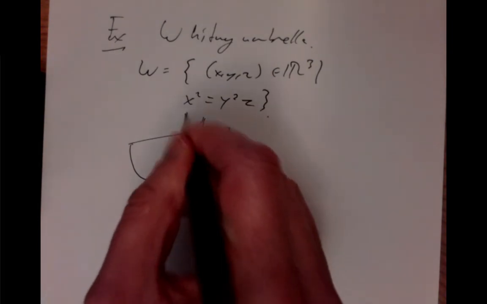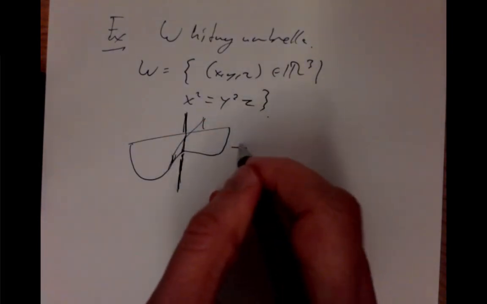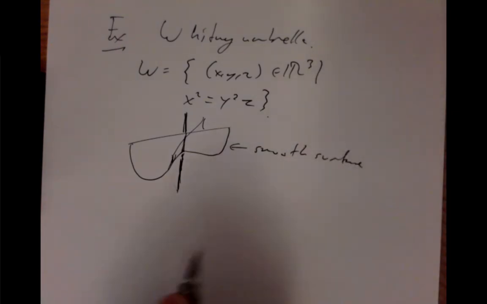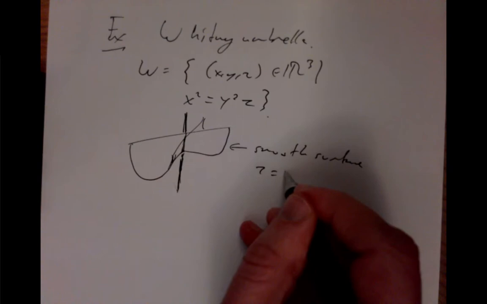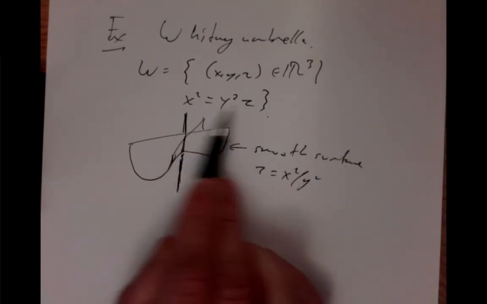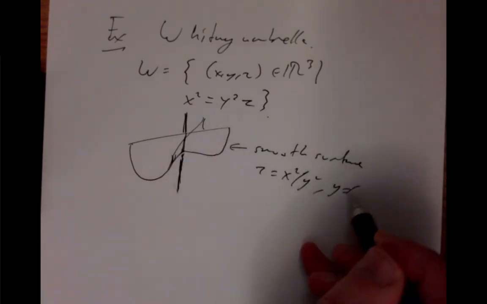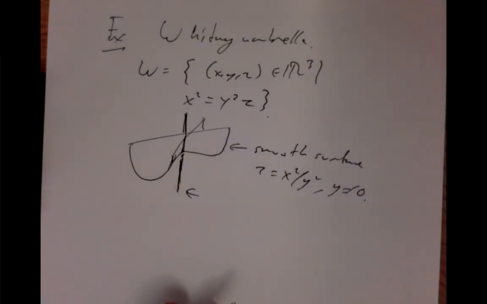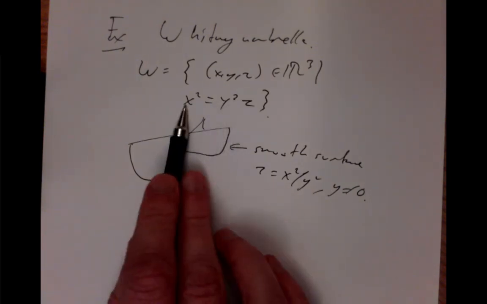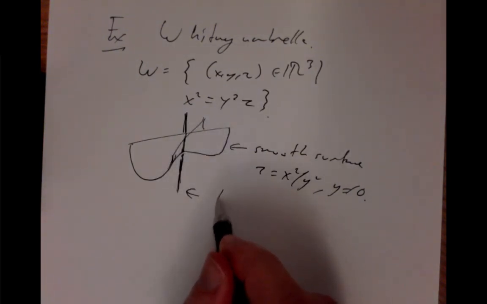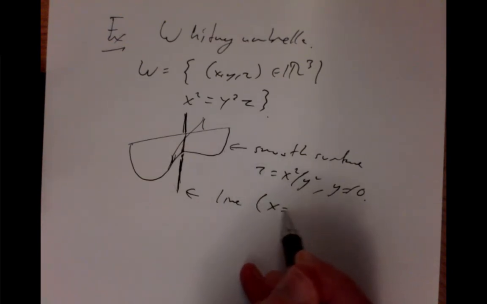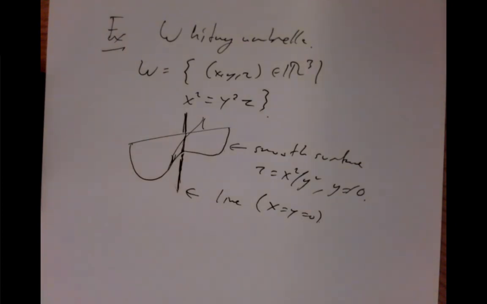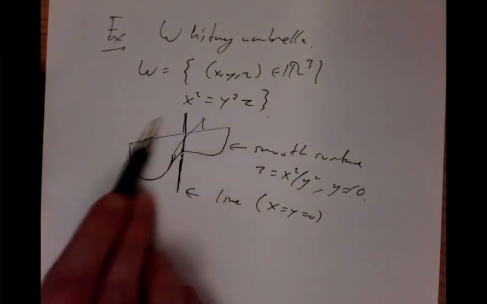Now this is covered by a smooth surface, which consists of the points z equals x squared over y squared. You can see the equation by dividing by y squared, with y not 0, and that's this nice smooth surface. And then it has a line where you're not on the surface. You have to have y equals 0. You plug in y equals 0, you get x is also 0. And so this is the line whose equation is x equals y equals 0. So you have a line and a surface. So this is an example of something that's not a manifold.